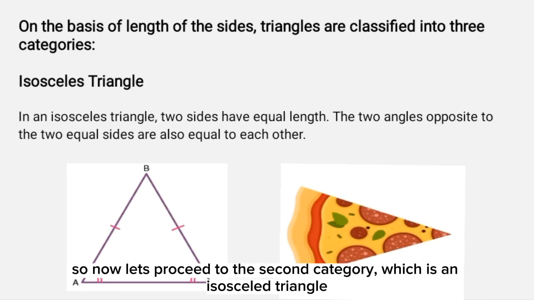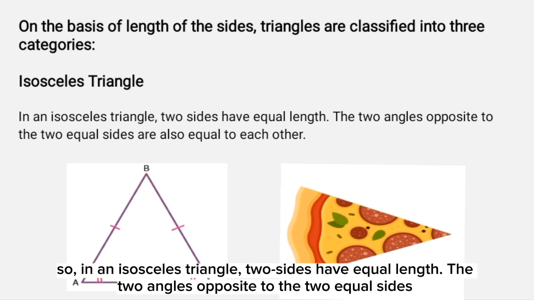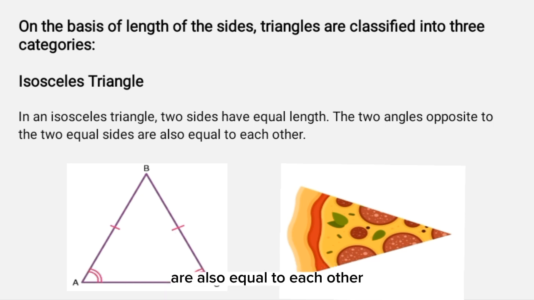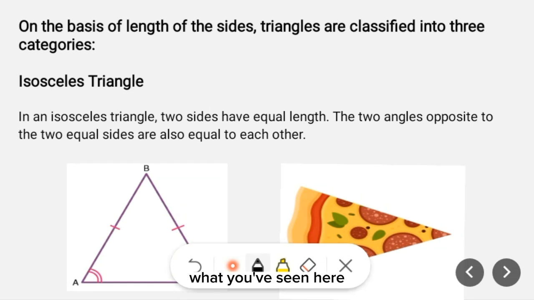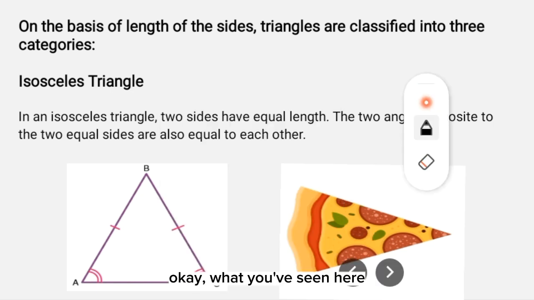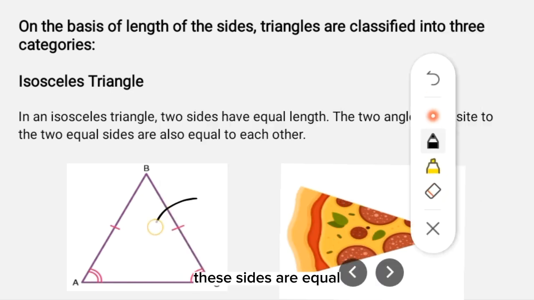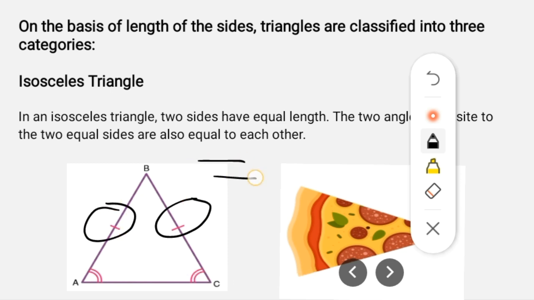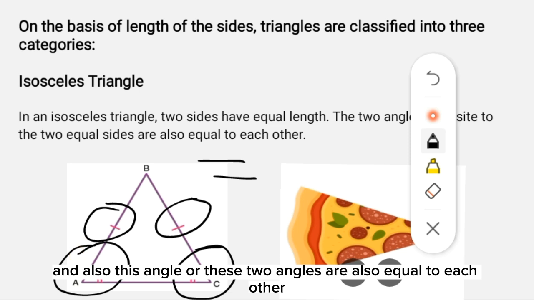Right, so now let's proceed to the second category, which is the isosceles triangle. In an isosceles triangle, two sides have equal length. The two angles opposite to the two equal sides are also equal to each other. As you have seen here, these sides are equal, and these two angles are also equal to each other.